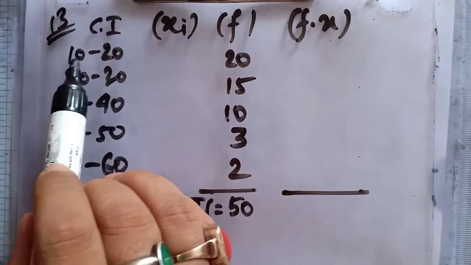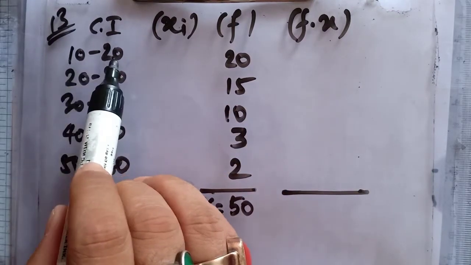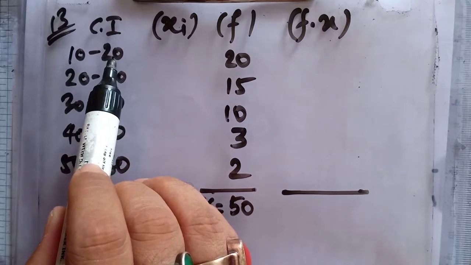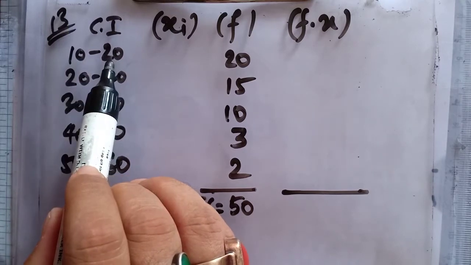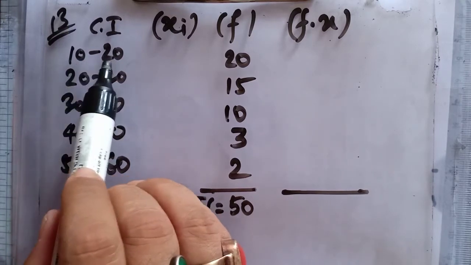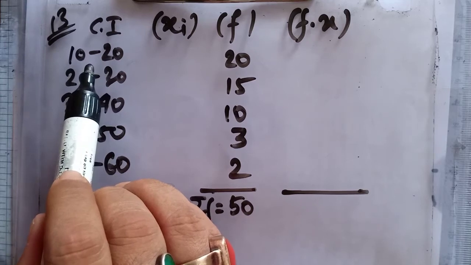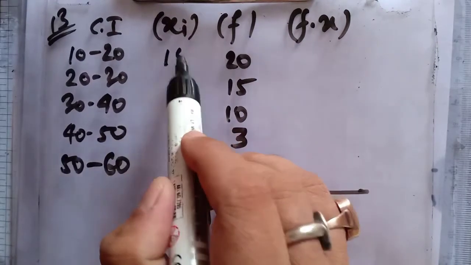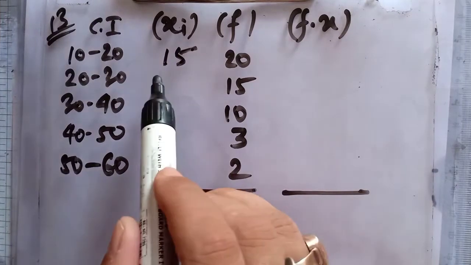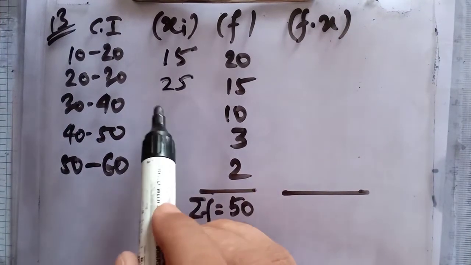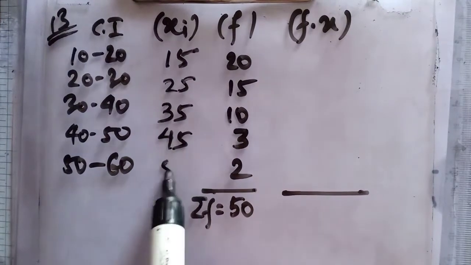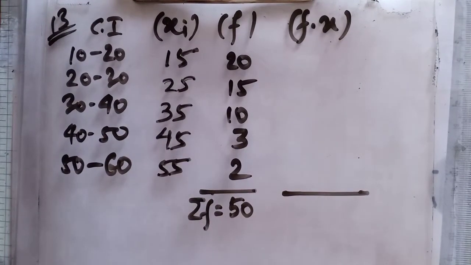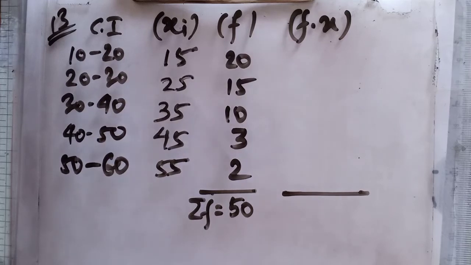Mid values means this is the lower boundary of a class, this is the upper boundary of a class, and what you do, lower boundary plus upper boundary by 2. So 10 plus 20 divided by 2, that is 30 by 2 is 15, is the mid value. Similarly for this class it is 25. Similarly for this class it is 35, 45 and 55. So you have the mid values. Once you get the mid values, you can calculate for the direct method.